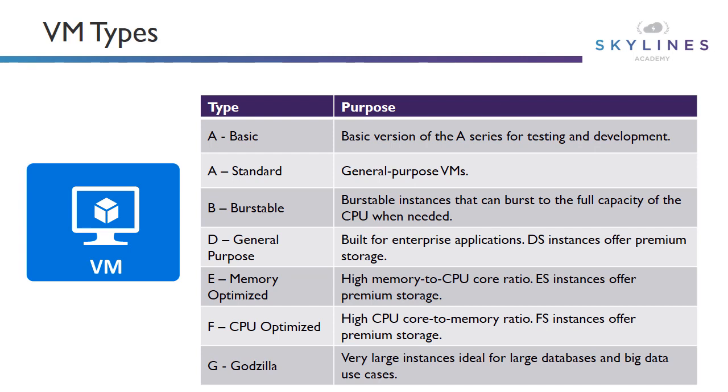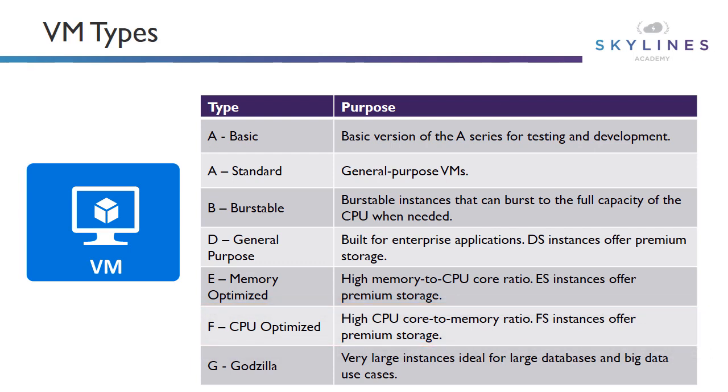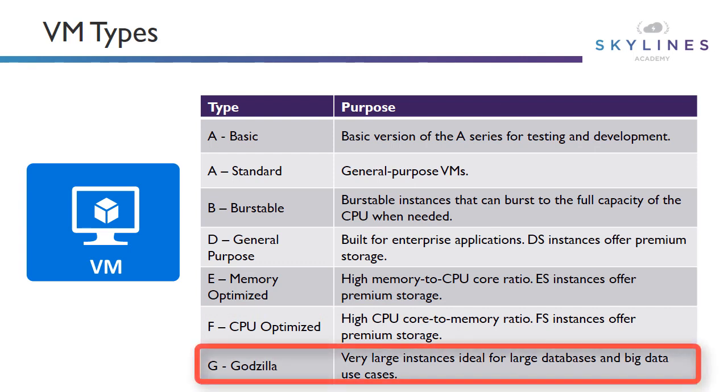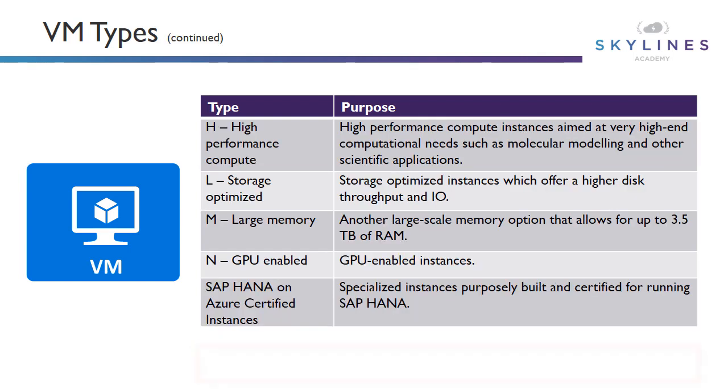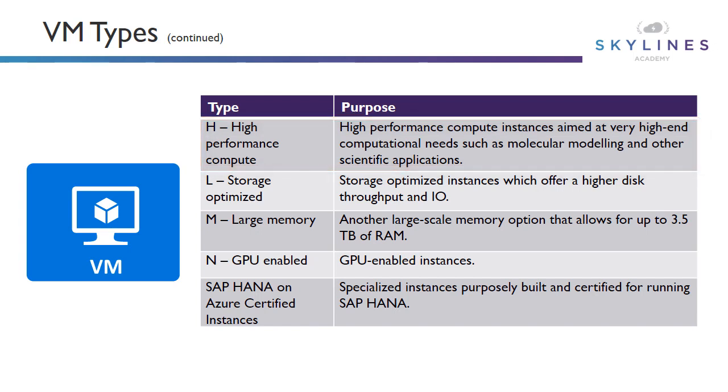Then we go into the F series, immediately after memory optimized, which is CPU optimized, and this is the reverse. We have a high CPU core to memory ratio, so it's kind of the opposite of the E series. The G series, Microsoft calls the Godzilla, at least that's what people tell me when I'm walking around Microsoft Ignite and various conferences. Very large instances, hence the Godzilla name, for large databases and big data use cases. Then we've got high performance compute, for computational, molecular modeling, and scientific applications. That's the H series.